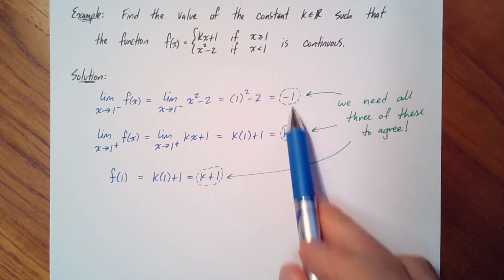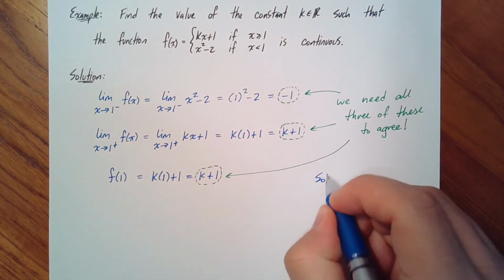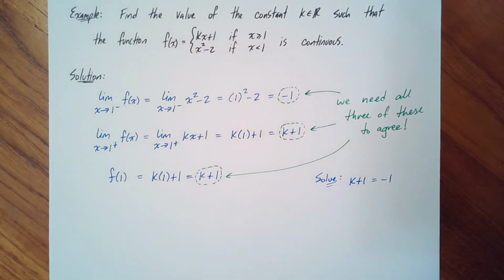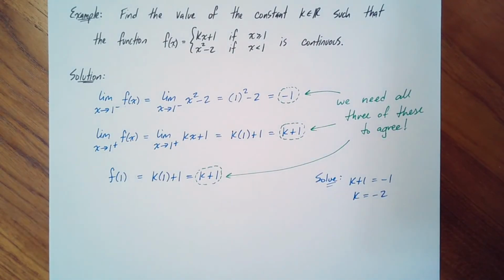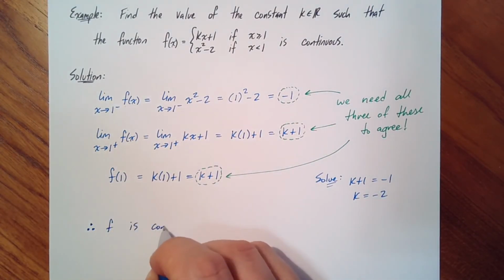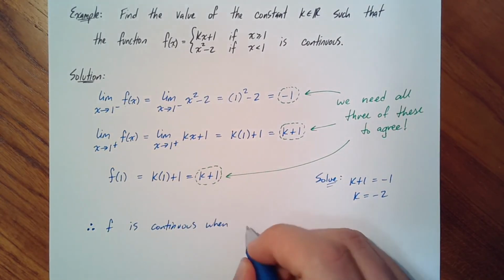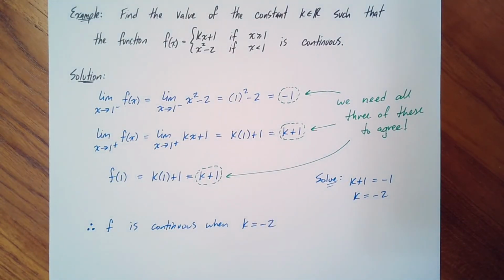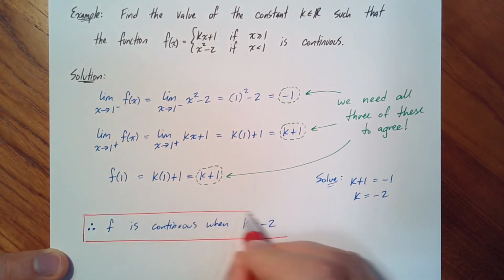Well, you just need to solve the equation k plus 1 is equal to negative 1. So just solve, let's do it over here. Solve k plus 1 is equal to negative 1. What are you going to get? K is equal to negative 2. So therefore, f is continuous when k is equal to negative 2. And that's a complete answer to that question.